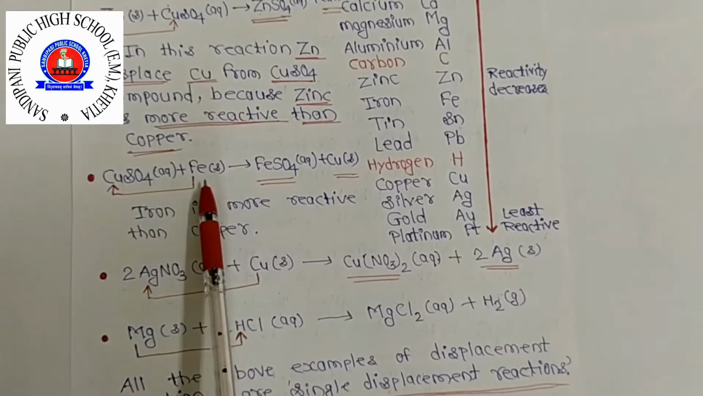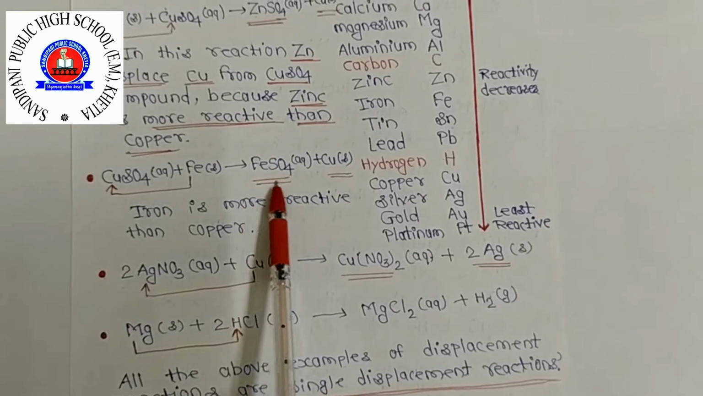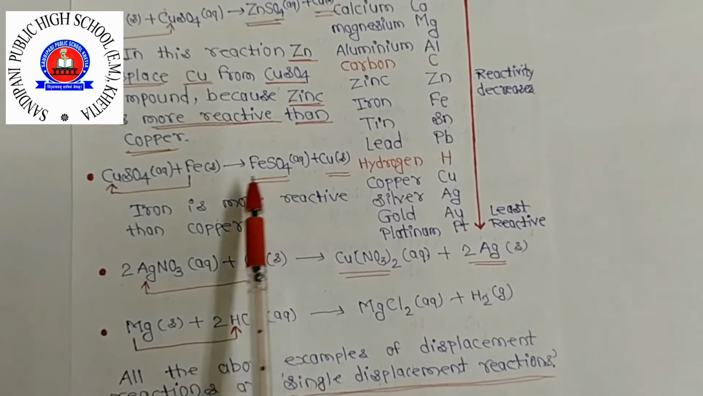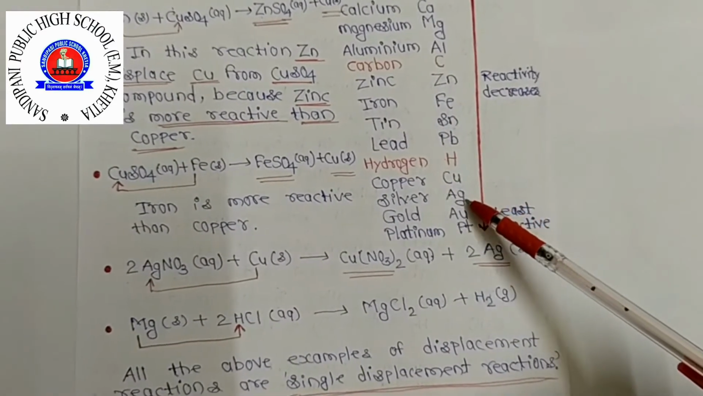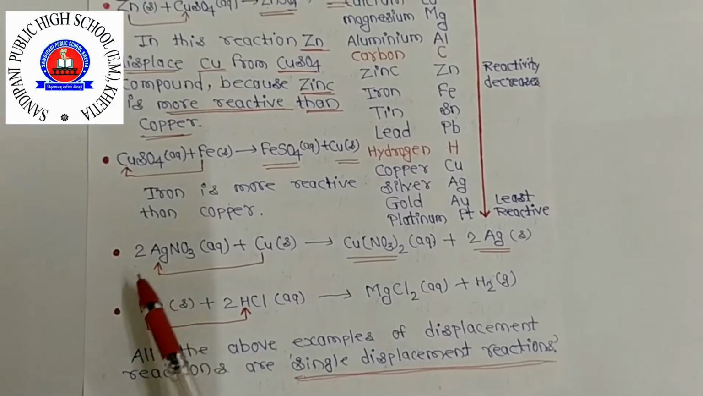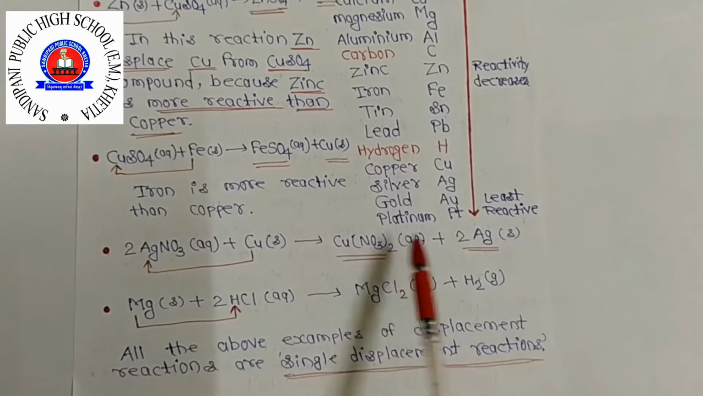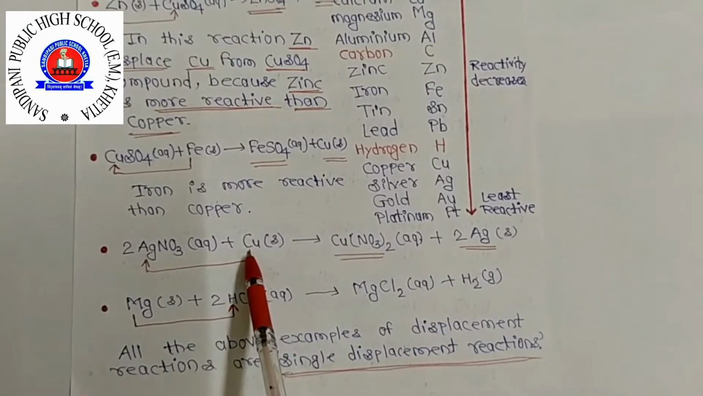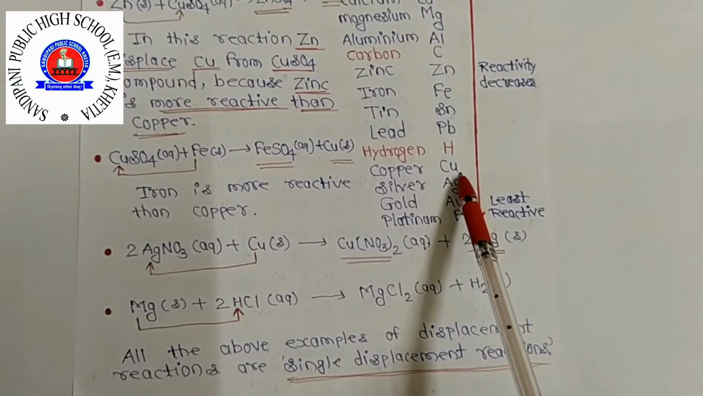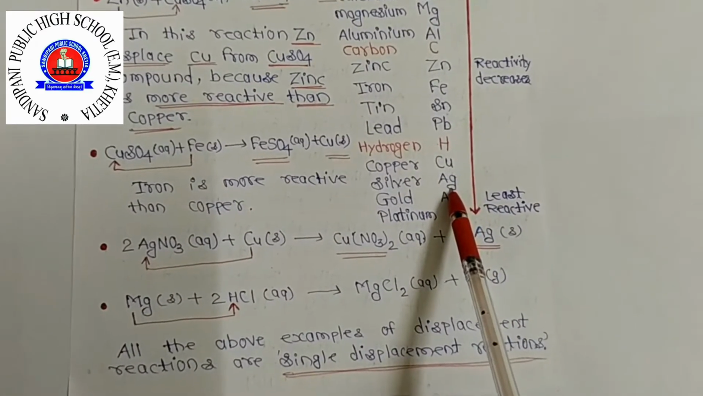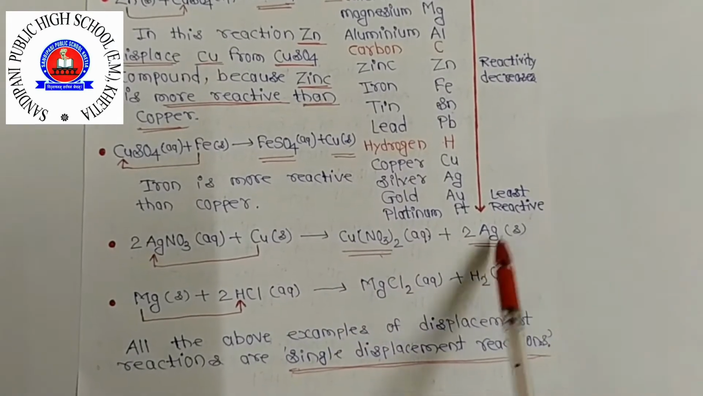So that's why iron displaces the copper and takes the place of copper, so ferrous sulfate forms and copper will separate. And by the reactivity series, look here iron and here copper. Clear? Now next, silver nitrate plus copper, and after the reaction copper nitrate plus silver will form. So here copper displaces the silver because copper is more reactive as compared to the silver. So that's why after the reaction copper nitrate will form and silver will separate.